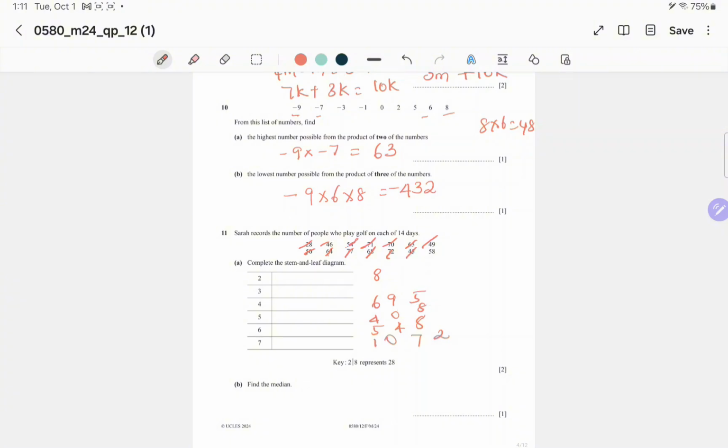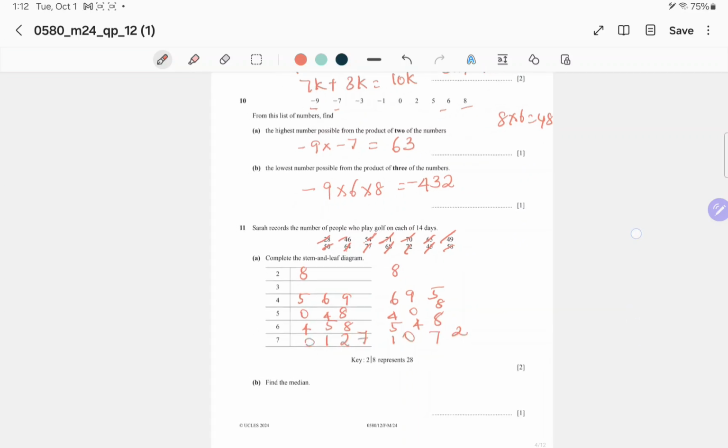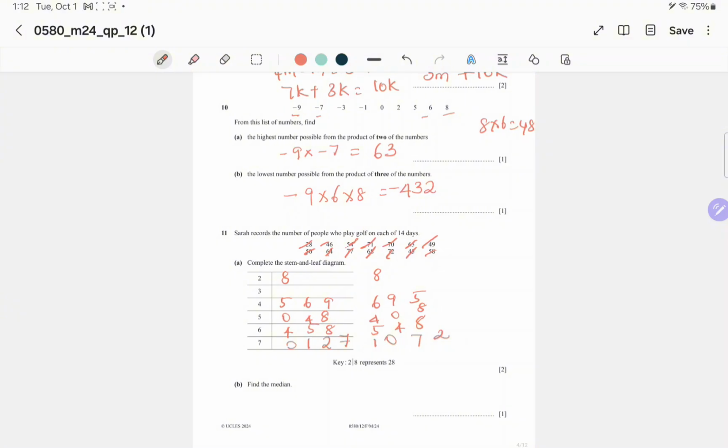Okay, so we will rearrange it now accordingly. All numbers have been written here, so we will rearrange it. It is 28, only one number. For 30 there are no numbers given. For 40 the lowest number is 5, then 6, then 9, and for 50 it's 0, 4, 8, and for 60 it is 4, 5, and 8, and the last one is 0, 1, 2, and 7. Okay, so next find the median.